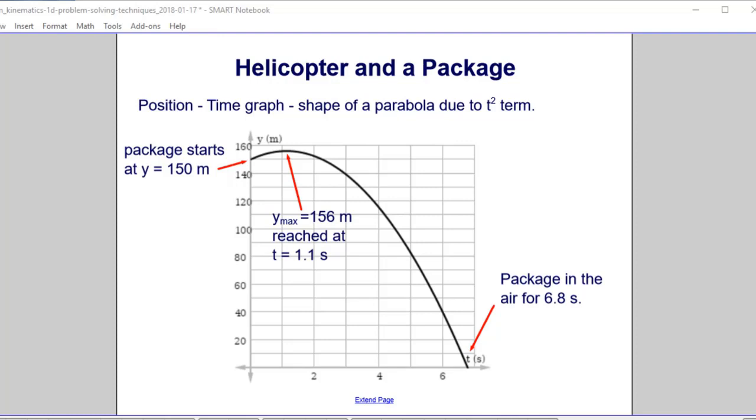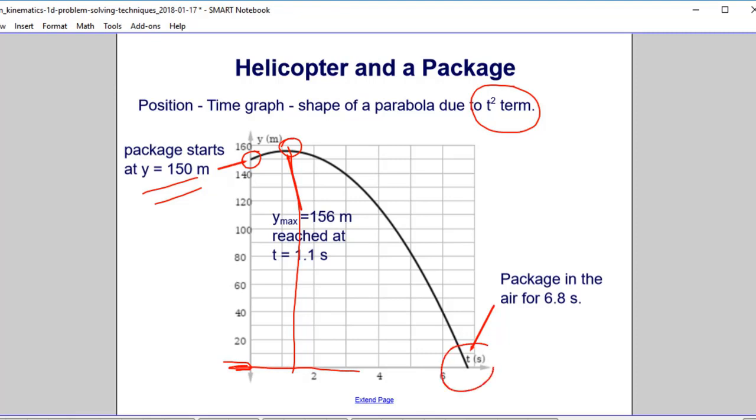We know it's going to be a parabola because of the t squared term in the equation, and also because we know it's in free fall. Okay, so that's t squared. We know that from previous work. And let's start sketching. We know that the package starts at 150. That gives us this point. We know it reaches a maximum height of 156 meters at 1.1 second, because we've calculated that, so that gives us another point. And then we know it hits the ground, which is height 0, right down here, at 6.8 seconds. So we would just, knowing that it's a parabola, and this is the peak, we would just kind of sketch a curve through there, and that would be just fine.